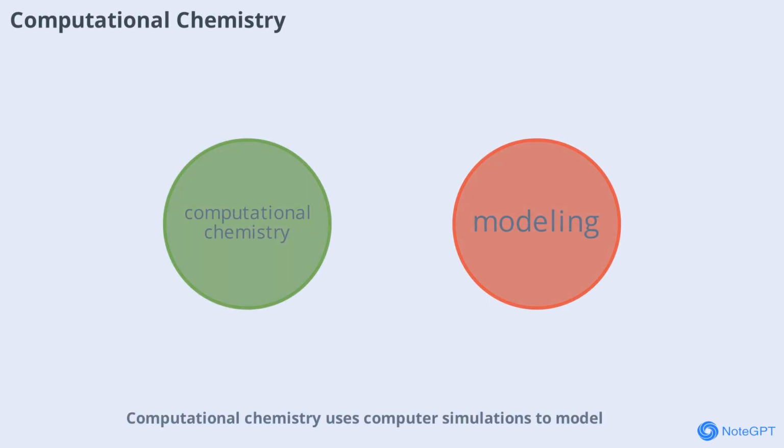Computational chemistry uses computer simulations to model the structure and properties of coordination compounds. By applying quantum mechanics and molecular modeling, scientists can predict how complexes will behave, design new compounds, and optimize their functions. This approach accelerates discovery and innovation in coordination chemistry.